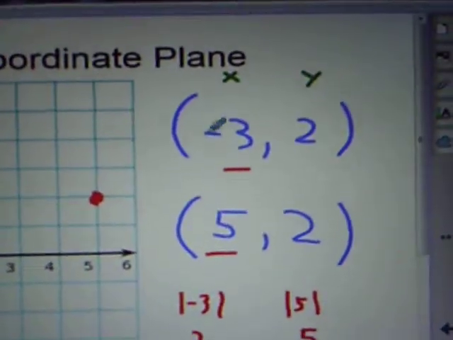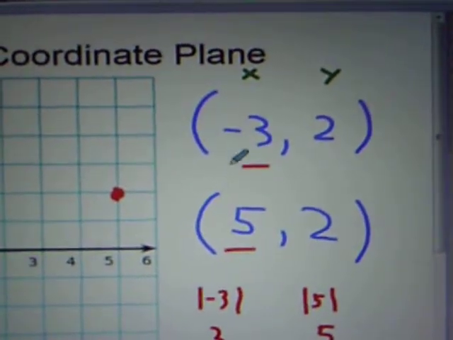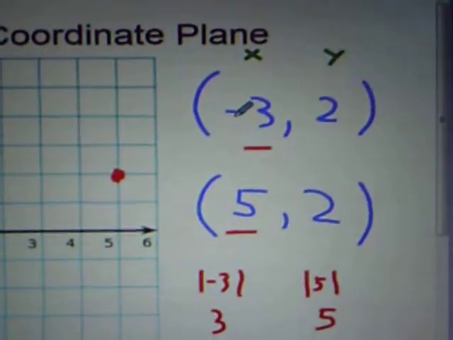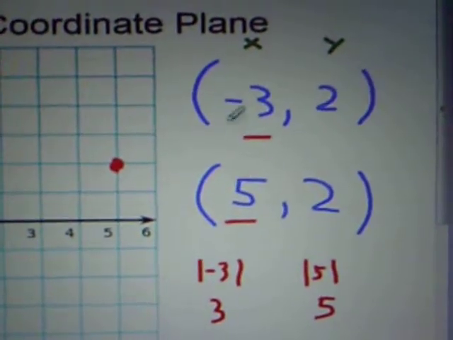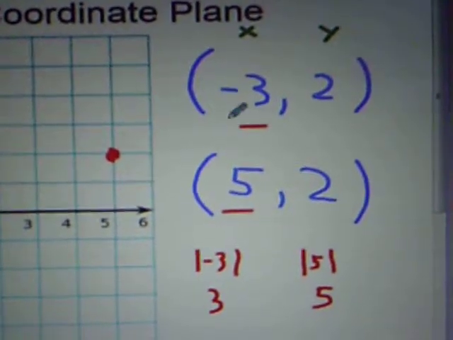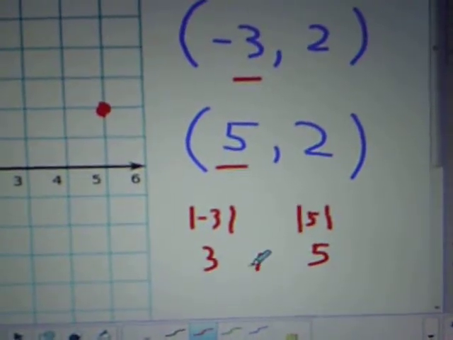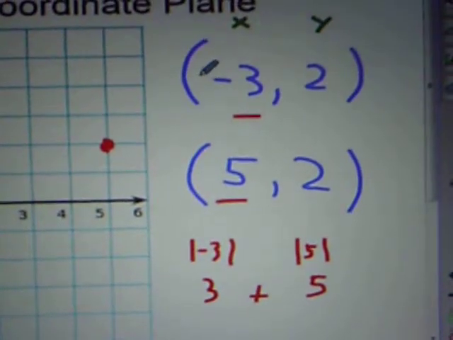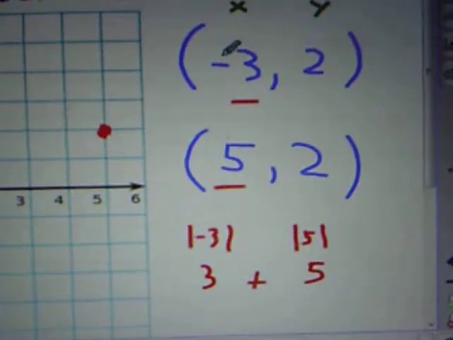Then we have to look. If we have one negative and one positive, actually, it wouldn't matter which one's negative or which one's positive. If one is negative and the other's positive, then we would add the absolute values together. You'll see in the next example what would happen if they were either both negative or both positive.